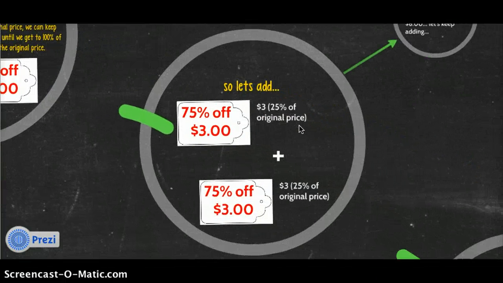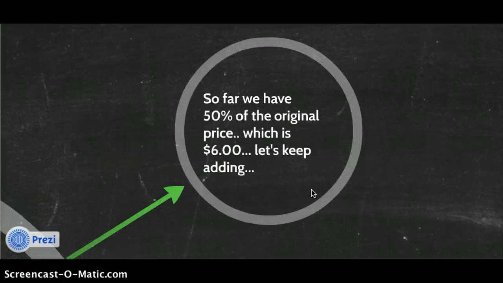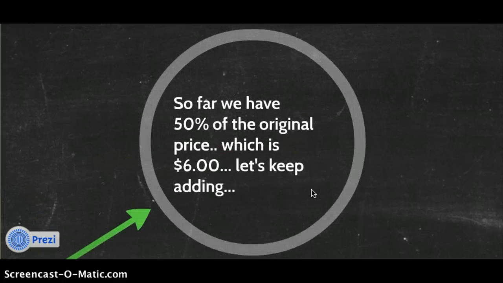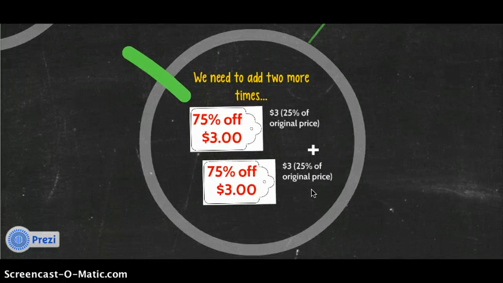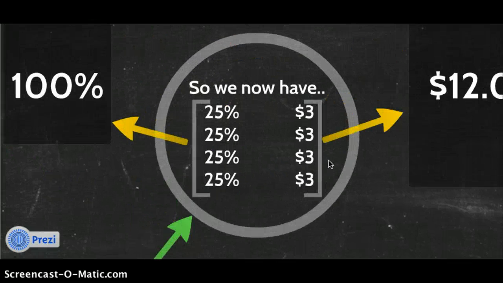So let's add these up. We have $3, which is 25% of the original price, plus another $3, 25% of the original price. So now we have 50% of the original price at $6, but let's keep adding. We need to add 2 more times. Now we're at 75% of the original price by adding another $3, and 100% by adding the last $3.